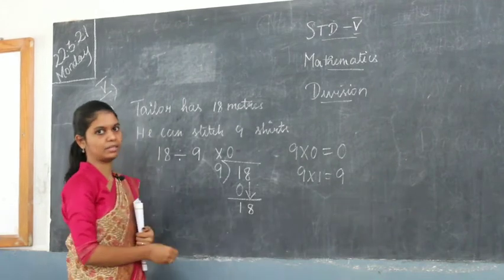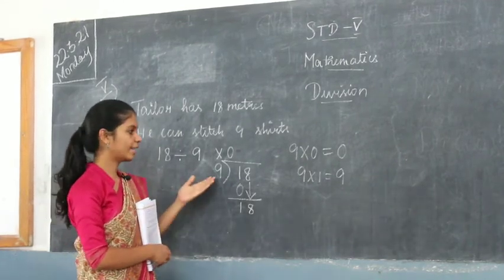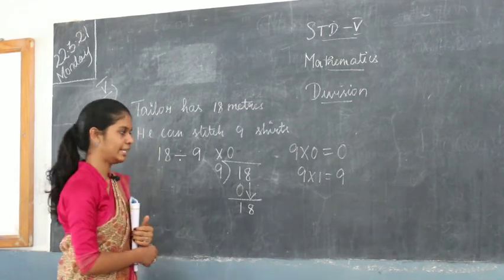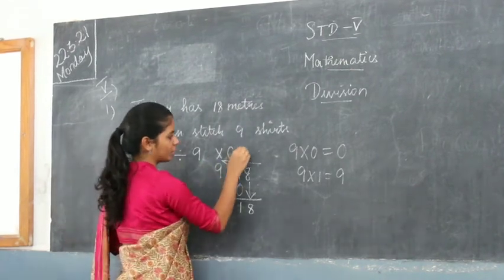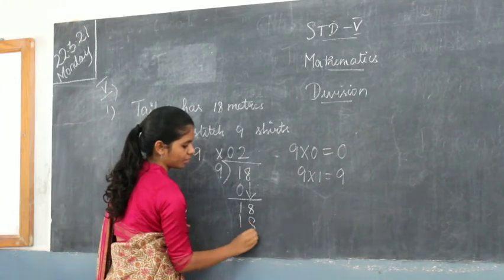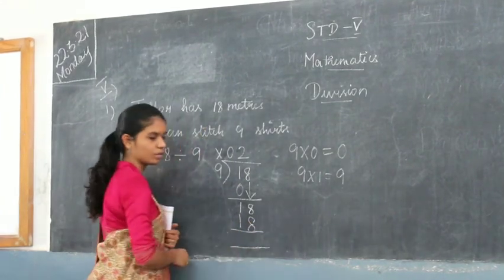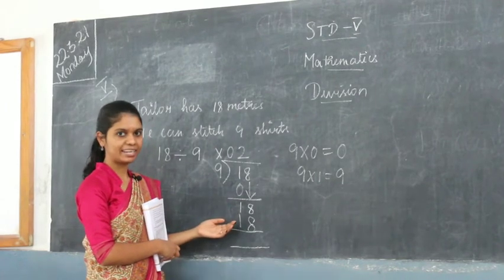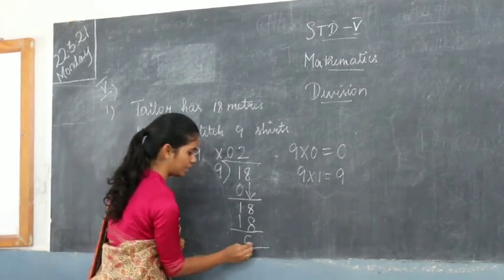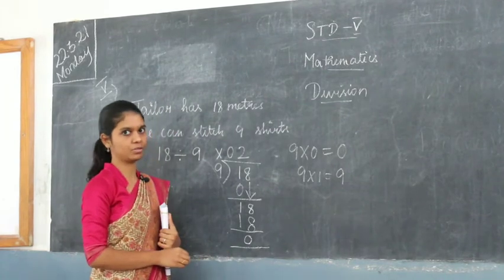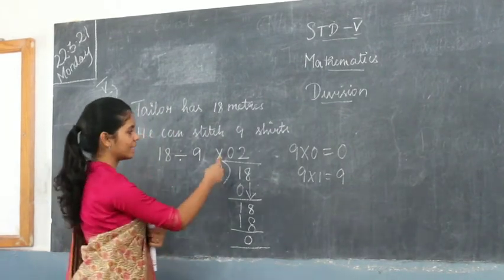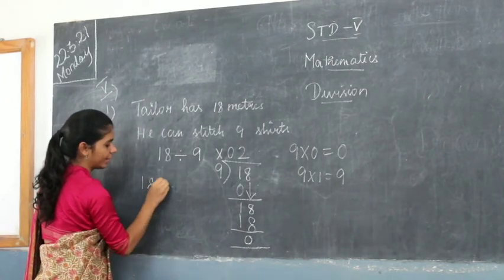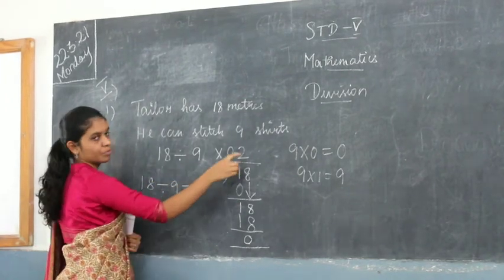Now you got 18. So what you should do? You should start telling 9 tables. 9 ones are 9, 9 twos are 18. So 9 multiplied with 2 gives you 18. Now you should subtract it. 18 minus 18 is 0. Any number subtracted from the same number will give you 0. So your answer is 18 divided by 9 is equal to 2.